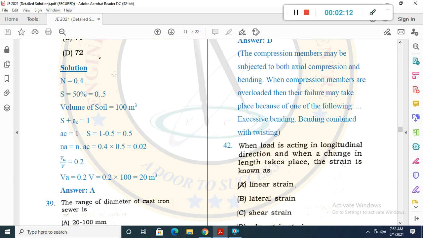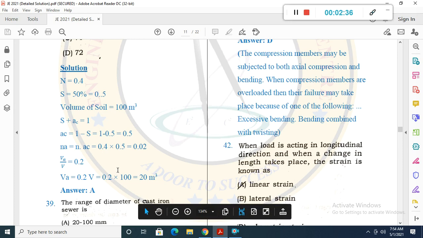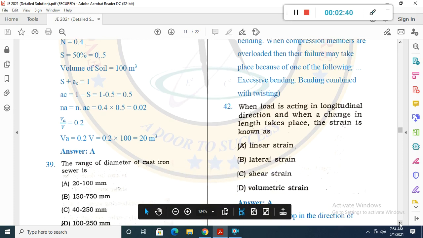So here n is given as 0.4, S is 50%, that is 0.5. Volume of the soil is 100 meter cube, given. So we know degree of saturation plus air content is 1, so air content is 1 minus S. Degree of saturation is 0.5, given. So Na is n into Ac, so 0.4, given porosity, into Ac is 0.5. We calculated now 0.2. So volume of air with respect to total volume is 0.2. So Va is 0.2 into V, so 20 meter cube.